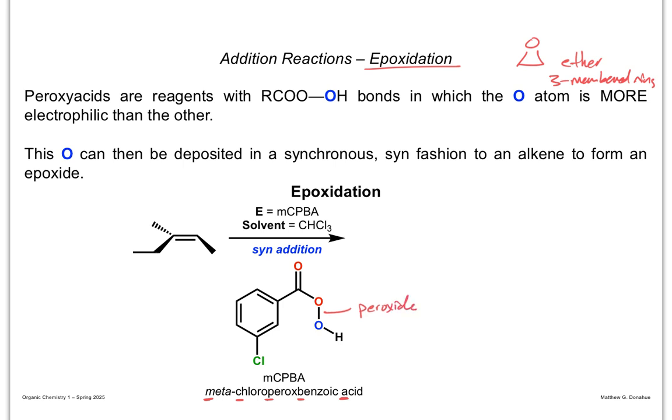That OO bond is called a peroxide bond. And so now overall you have 3 oxygens. You have 1 in the carbonyl, then you have these other 2. These other 2 have very different reactivities. The one that I'm showing in blue, that's the reactive one in that reagent. So this oxygen gets plunked down onto that alkene.